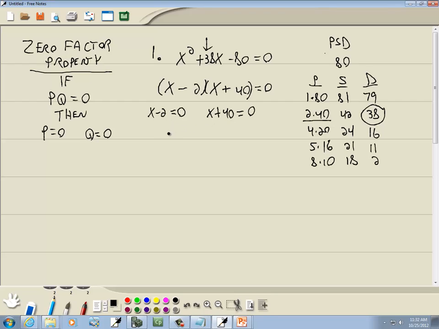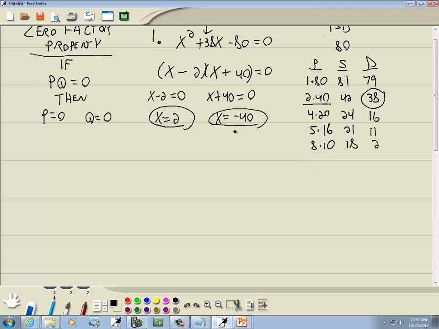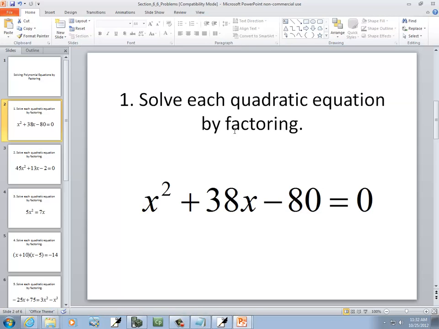And at this point, you solve these. These are linear equations. So take negative 2 over, gives us a positive 2. Take the 40 over, and it becomes a negative 40. And those are our answers. Let's look at our next one.